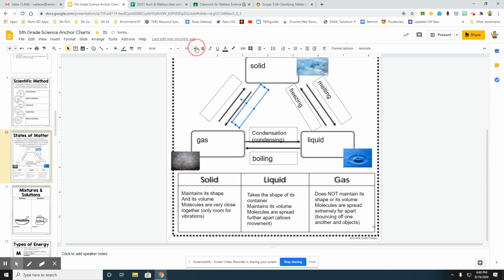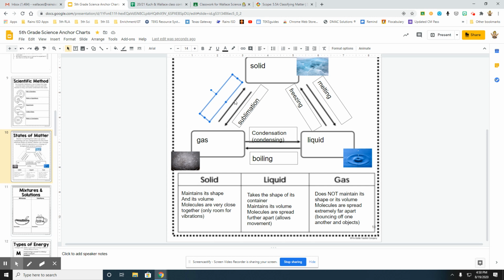And this is a special process. You may not have heard of it before. It's called sublimation. Sublimation, or it sublimates. It goes straight from a solid to a gas. It's wild. It completely skips the liquid, right?